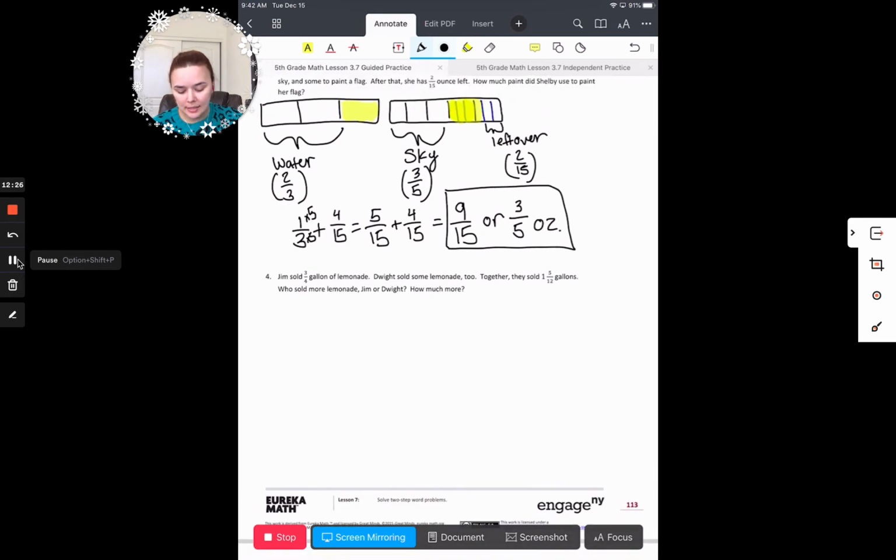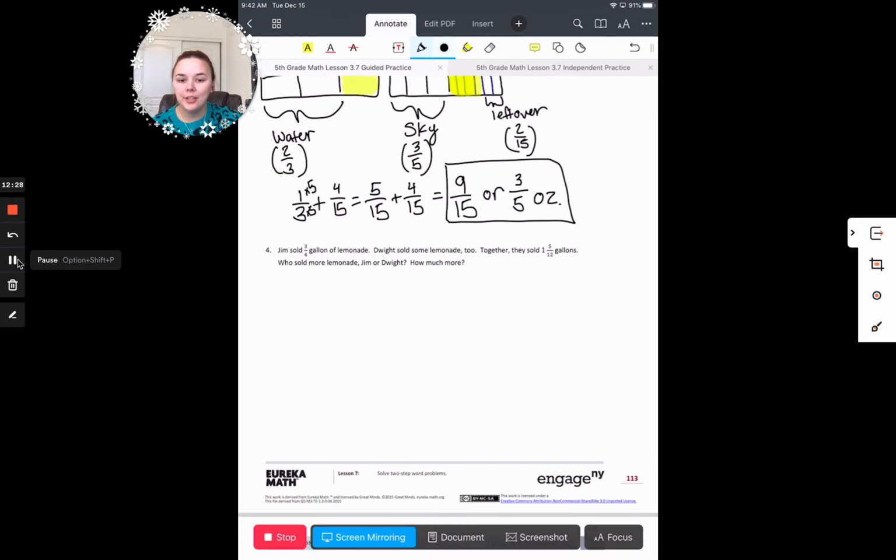So I want you to take a second and I want you to take a look at number 4, and I want you to try to work that out on your own. If you get stuck, pop back in, or when you're done, pop back on to check your answer. So go ahead and pause here, work out number 4, and then come back to check your work.